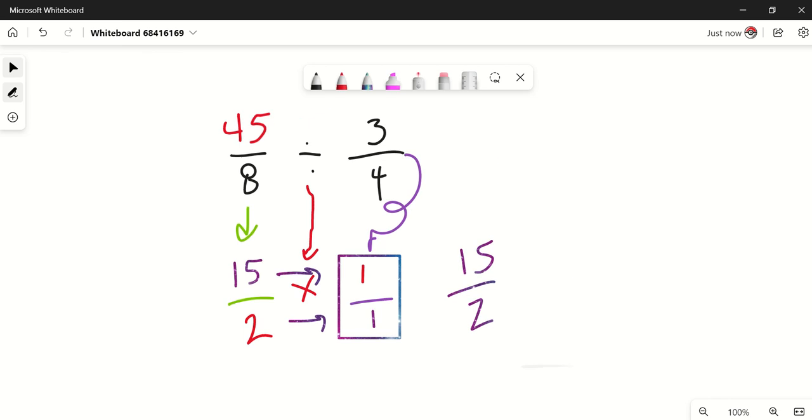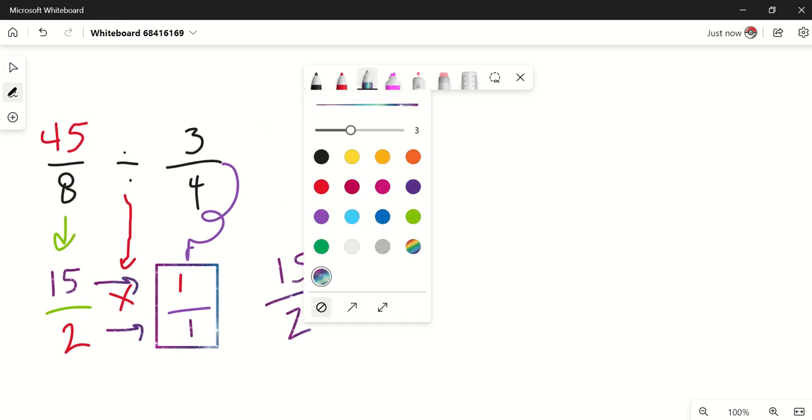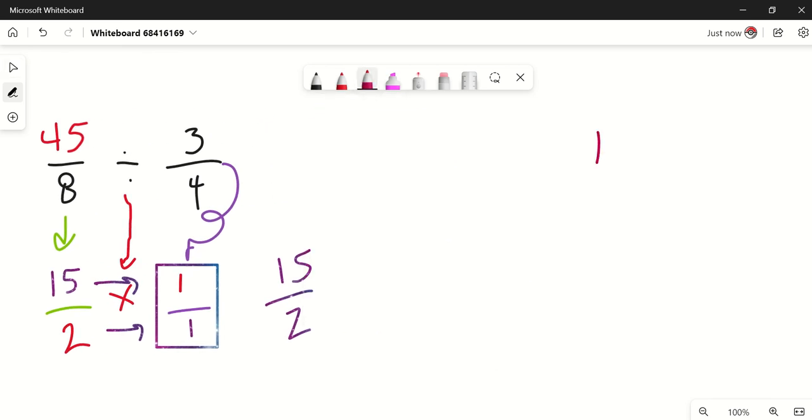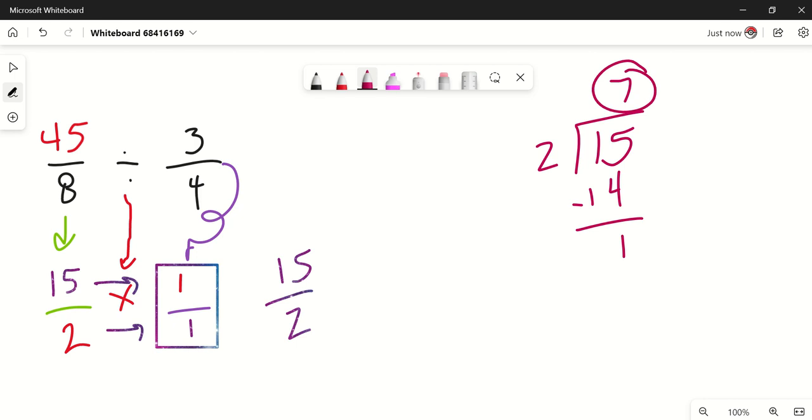improper fraction. We're going to simplify this by doing 15 divided by 2. 2 will go into 15 7 times, which will be 14. When I subtract, I'll have 1 left over. My answer is 7 1/2.